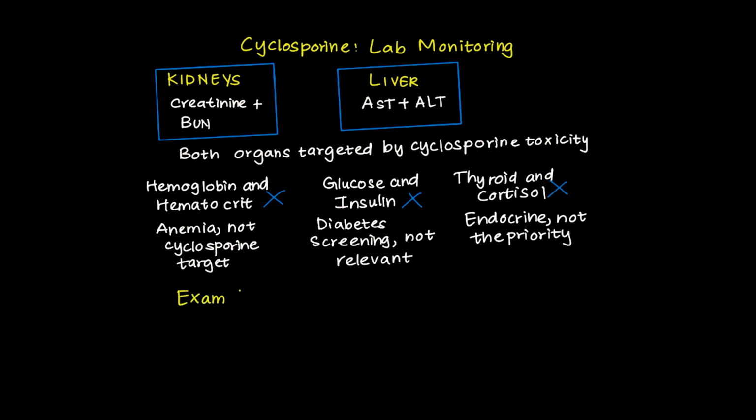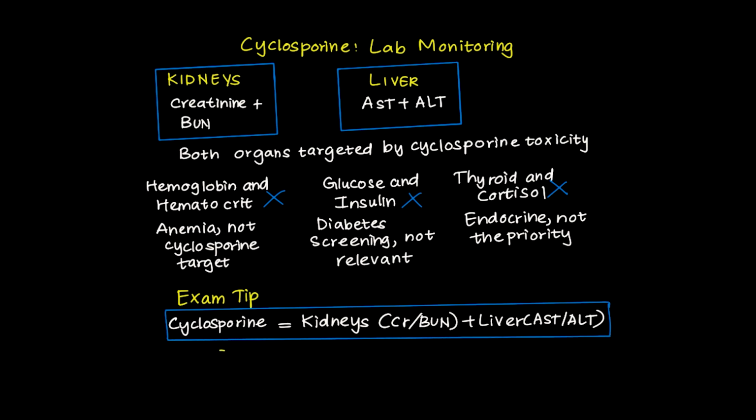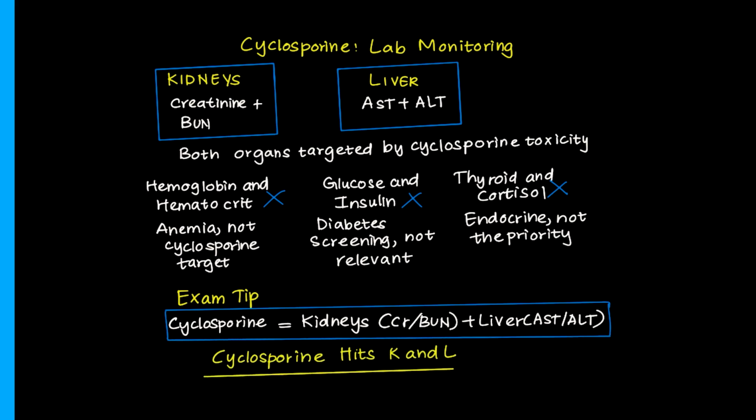Here is a WGU D441 OA exam tip for you. Cyclosporine monitoring equals kidneys plus liver. Creatinine and BUN for one, AST and ALT for the other. 2 organs, 4 lab values. Quick recall hook: cyclosporine hits the K and L, kidneys and liver, monitor both.